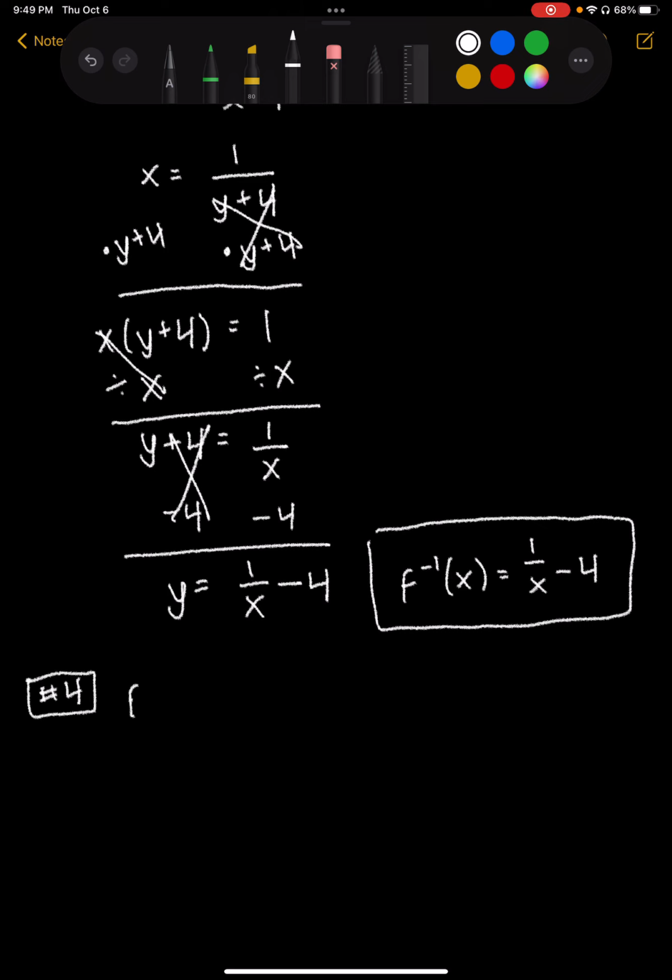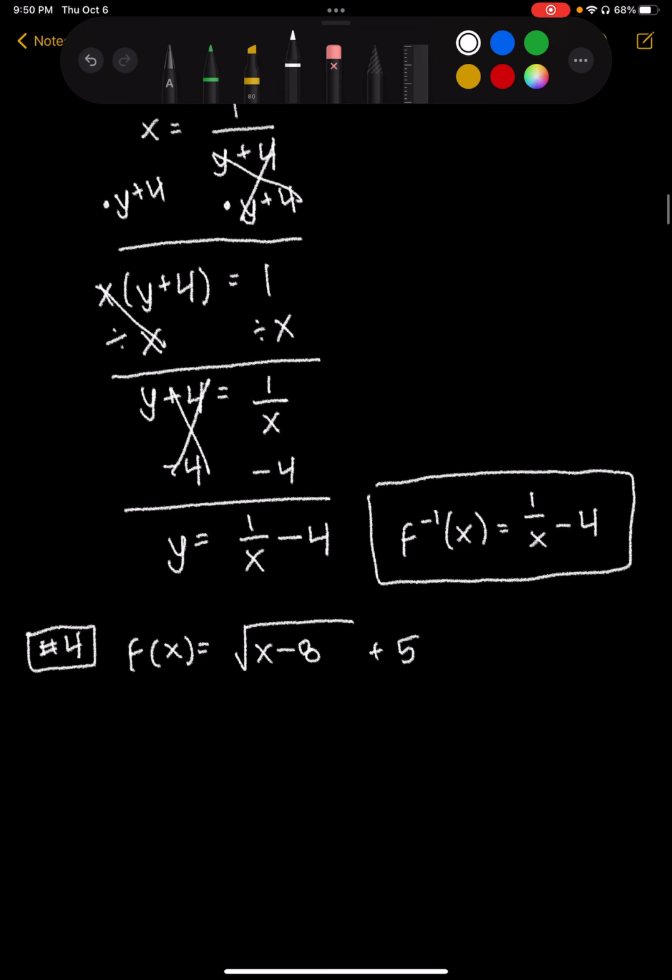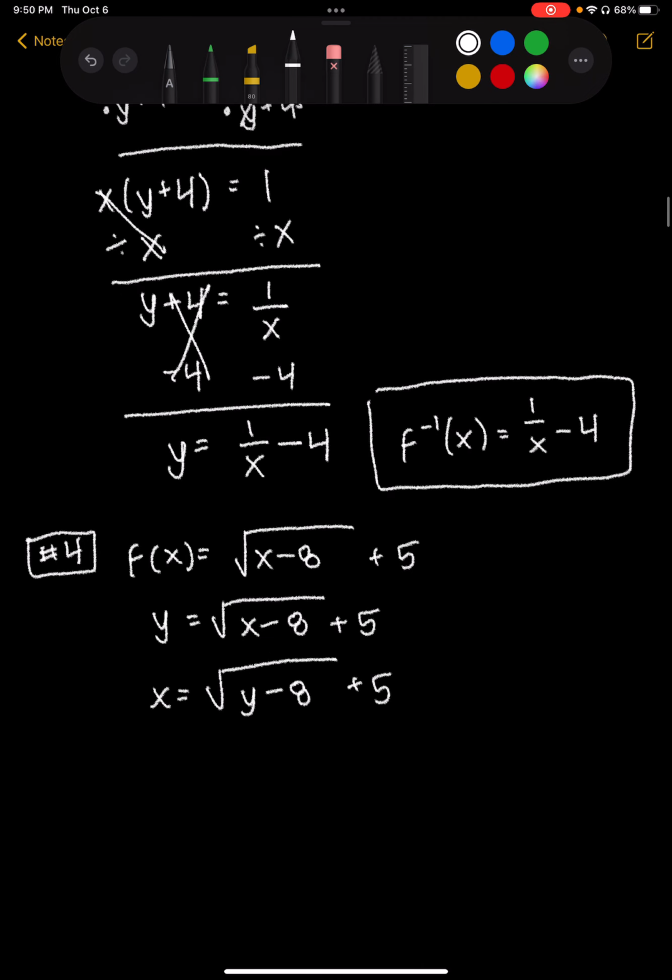And this example is f of x equals the square root of x minus 8, plus 5. So, step 1, switch the f of x to a y. Step 2, flip-flop the x and the y. Step 3, solve for y.